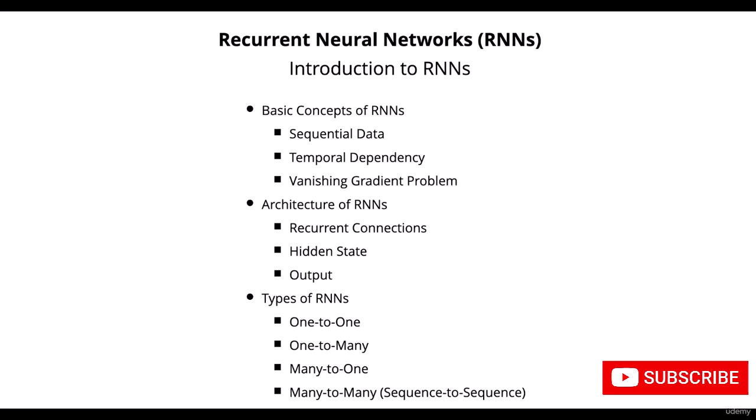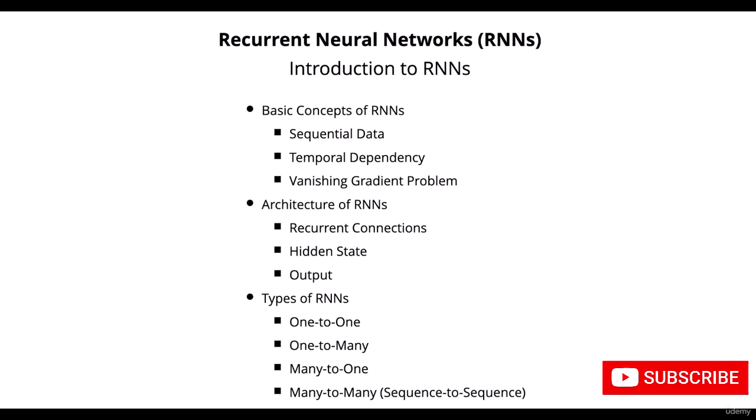Output. The output of an RNN at each time step can be used for prediction, classification, or as an input to subsequent layers in the network. The types of RNN. There are 4 types of RNN. First is one-to-one, traditional feed-forward neural networks that process fixed size input and produce fixed size output.